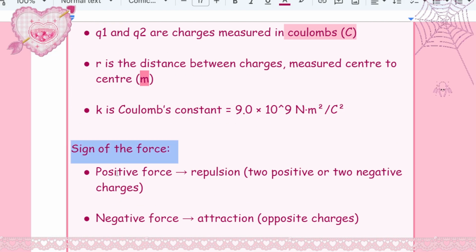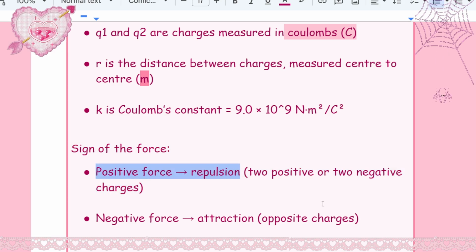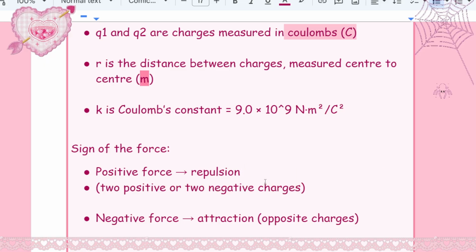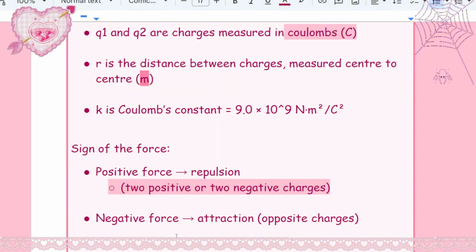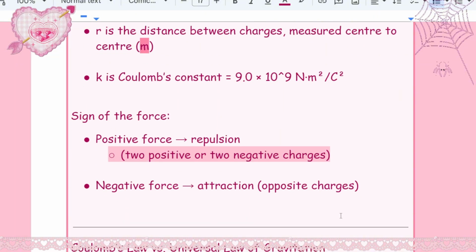Anyways, signs of force. If it is a positive force, we are going to see some repulsion. So it's either between two positive or two negative charges, right? There we are. And if it is a negative force, we are going to see some attraction, and it's going to be between opposite charges. So that's what you want to keep in mind.